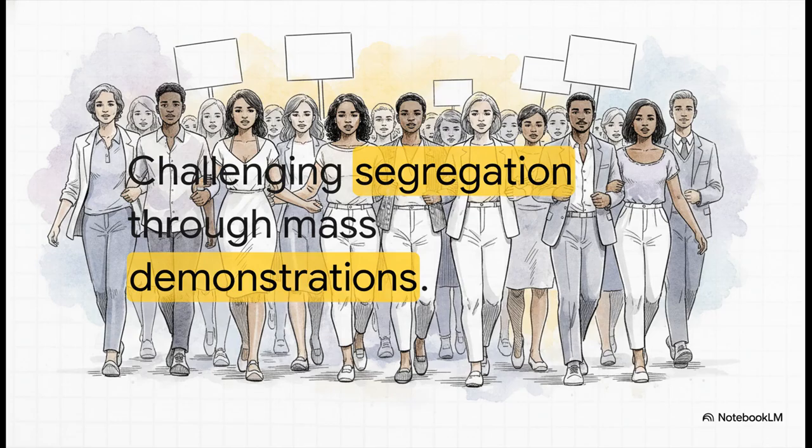But constitutional amendments just aren't always enough on their own. The mid-20th century's civil rights movement was absolutely essential in challenging legal segregation. Leaders like Martin Luther King Jr. invoked the Constitution and the Declaration of Independence to demand equality. Through mass demonstrations, sit-ins, and freedom rides, they forced the system to respond. This led to monumental legislation like the Civil Rights Act of 1964 and the Voting Rights Act of 1965 to dismantle segregation and actively protect minority voting rights.